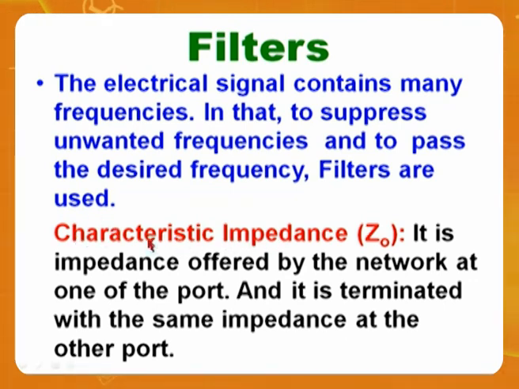Then the second definition is characteristic impedance. We call it Z0. It's the impedance offered by the network at one port, when it is terminated with the same impedance at the other port. For example, if that impedance is there at the output port, and the same port impedance is applied, then we call it matching. So one should know how much impedance the circuit is offering. So we call it characteristic impedance.